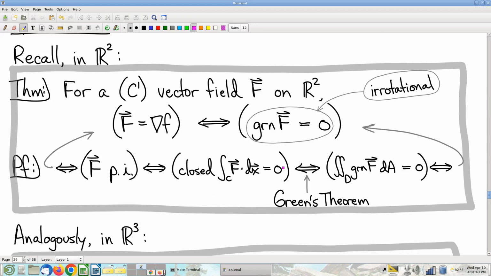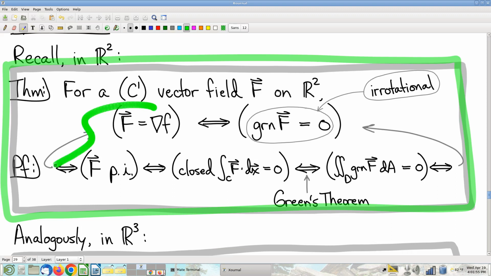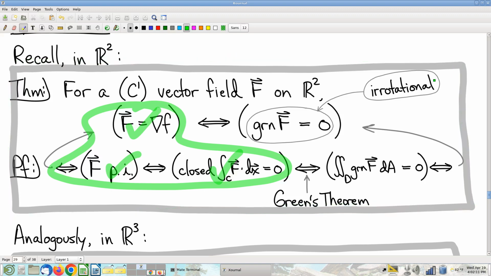Okay. Here's some more old news. This is literally a copy-paste from Chapter 6. We talked about how gradients are path-independent. We talked about how every path-independent vector field has this feature that all closed line integrals are zero. In fact, that's just an alternative phrasing of path independence. So we know that the three equations that I have there in green are all equivalent. Regularity assumptions assumed.